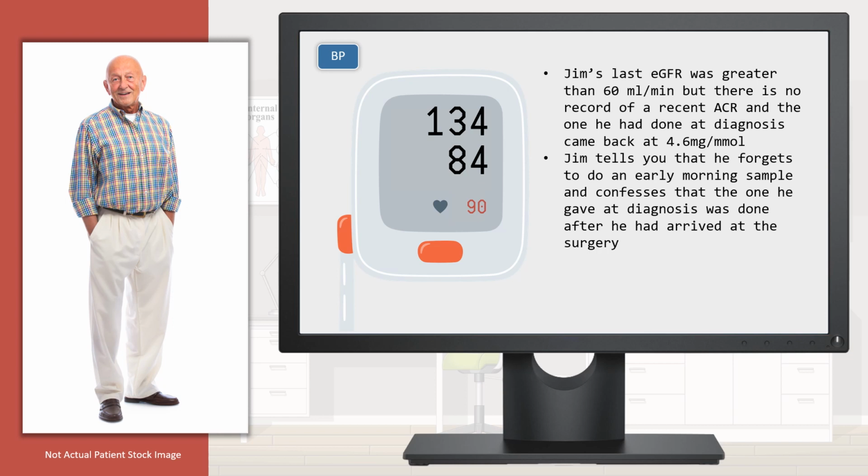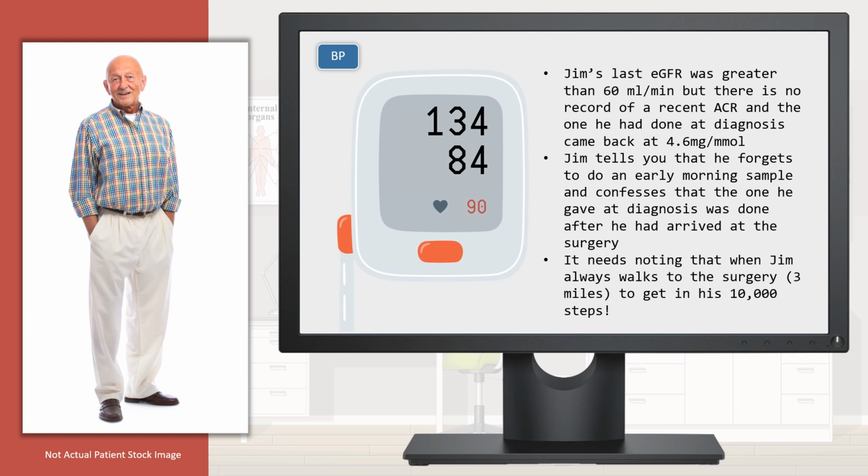So 4.6 is too high. As we discovered when we did the CKD module, we need it to be less than 3. But the other thing that we discovered in the CKD module, if you remember, is that certain factors can influence that. And Jim actually said he forgets to do an early morning sample, and he confesses that the one he gave at diagnosis was actually done after he had arrived at the surgery.